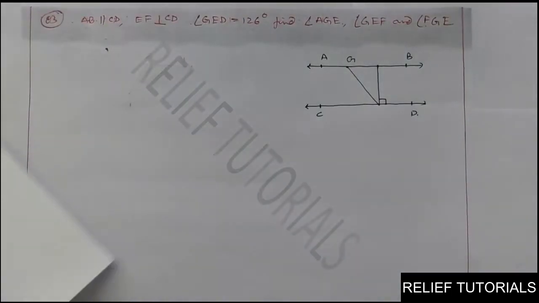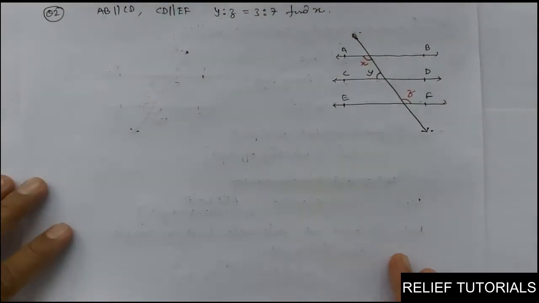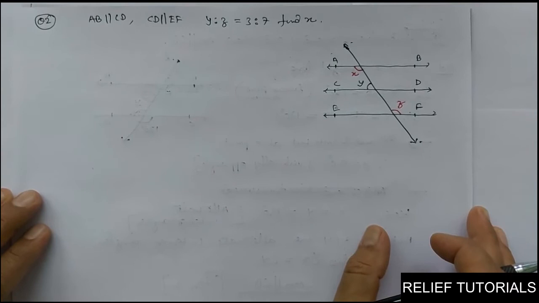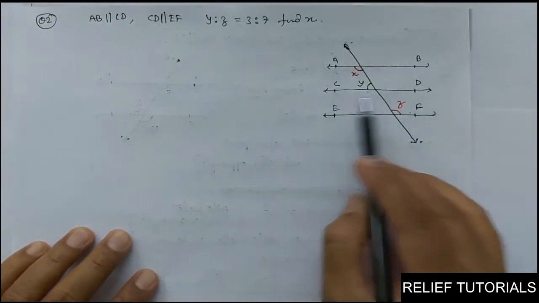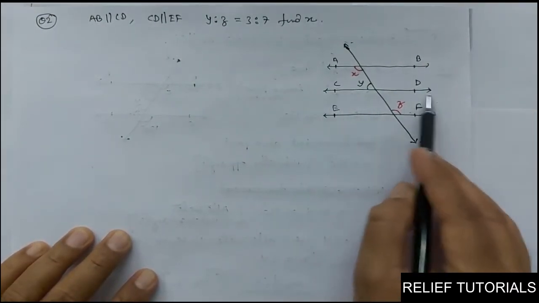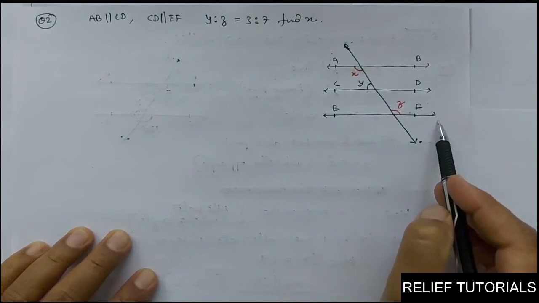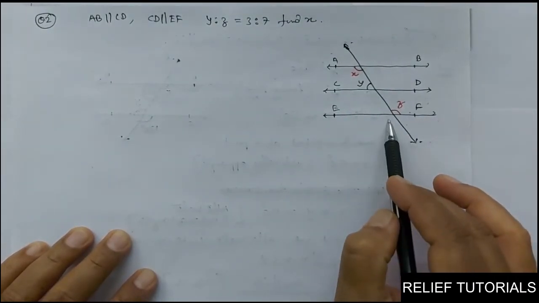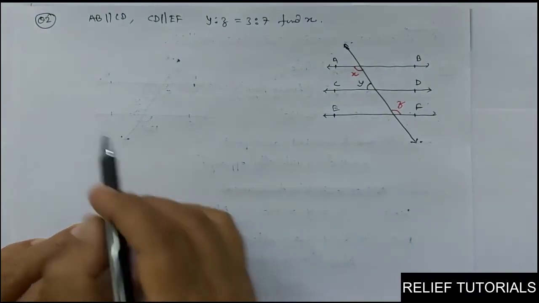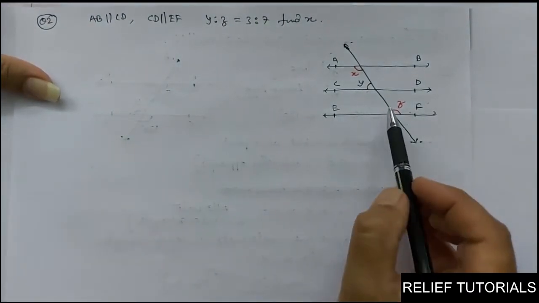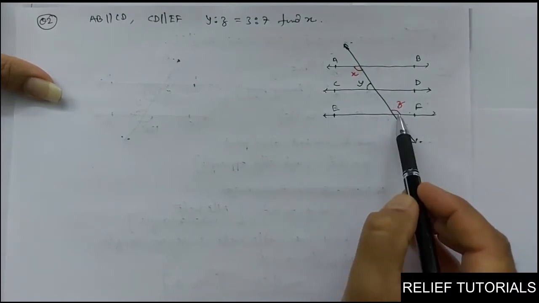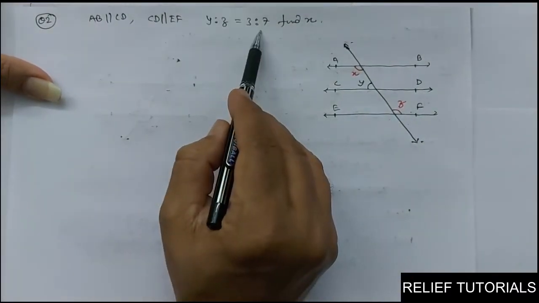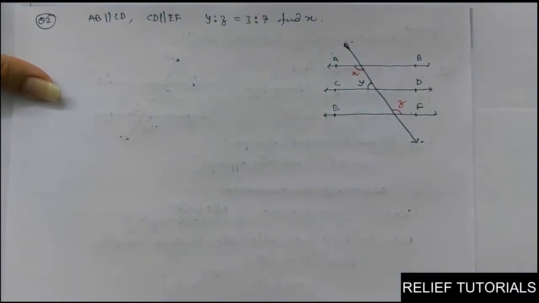Now we'll do question number 2. See here. Here it is given that AB is parallel to CD and also it is given that CD is parallel to EF. So AB parallel to CD and CD parallel to EF. So we can say AB and EF both are parallel. And one ratio is given, Y is to Z is 3 is to 7. You have to find X.